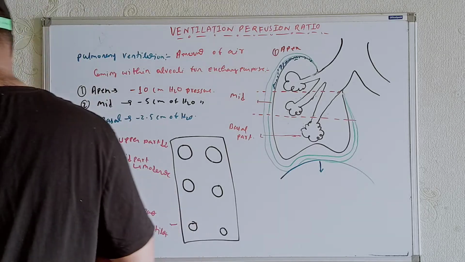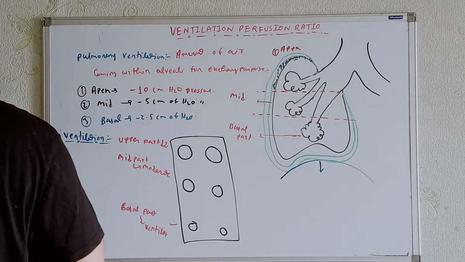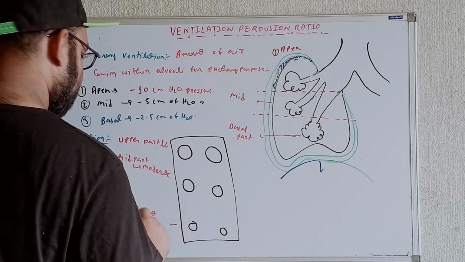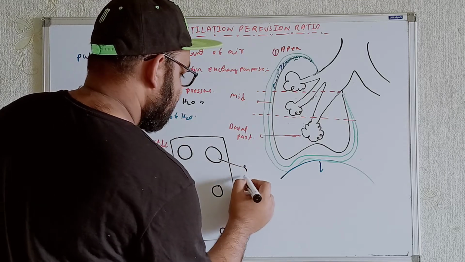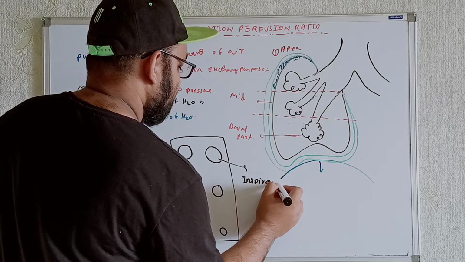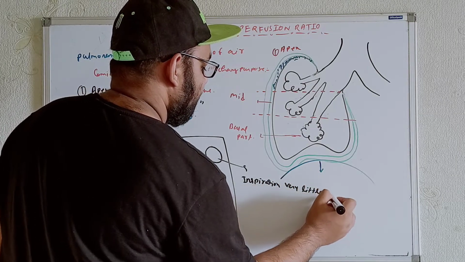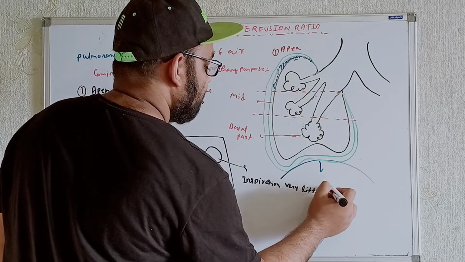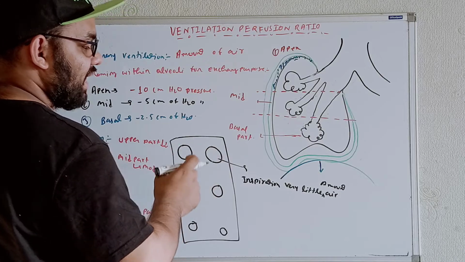Now try to understand from here. Okay, let's write it over here. If we say with respect to this upper part, during inspiration, a very little amount of air will go where? Within the upper part's alveoli.